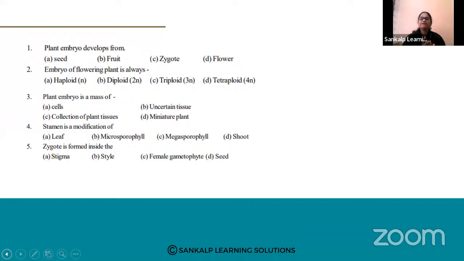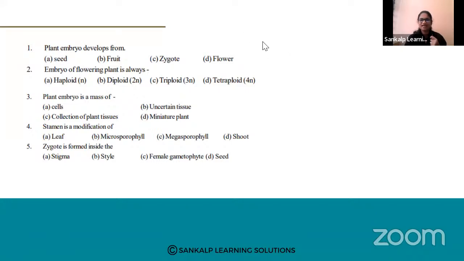Plant embryo develops from A, seed, B, fruit, C, zygote, D, flower. Yes, the quick response is given by Nagaratna. Lalitya A, Suchitra C, Archana C, Lavanya C, Lata C. Okay, most of them voted for C. Few of them voted for A.